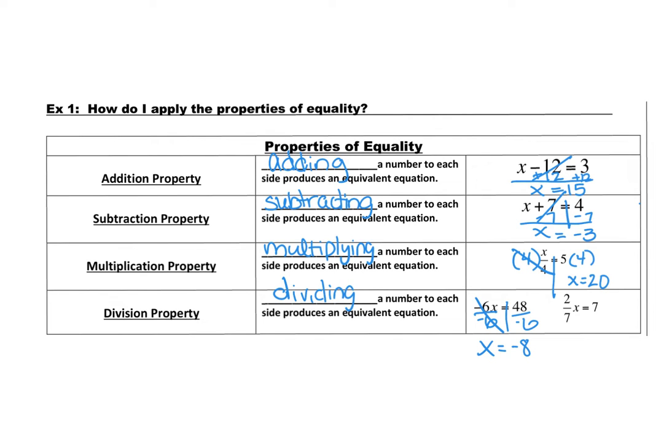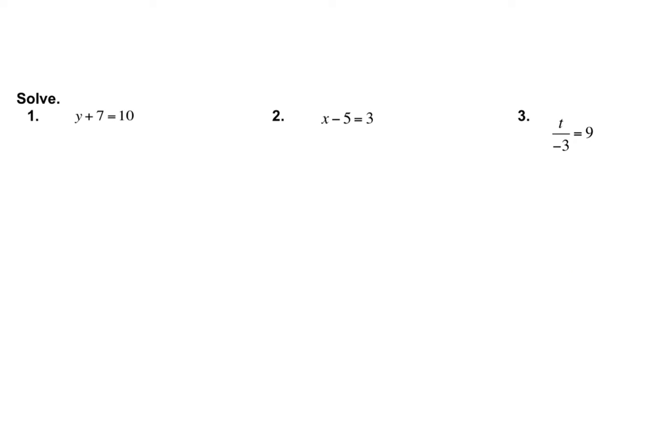And for our other one, we have 2/7 x is equal to 7. Now, the 2/7 is multiplying, and in order to undo multiplication, we divide. We probably learned last year that dividing a fraction is the same thing as multiplying by its reciprocal. So I can multiply both sides here by 7 over 2. These are going to cancel out, and I'm going to have x is equal to 49 over 2.